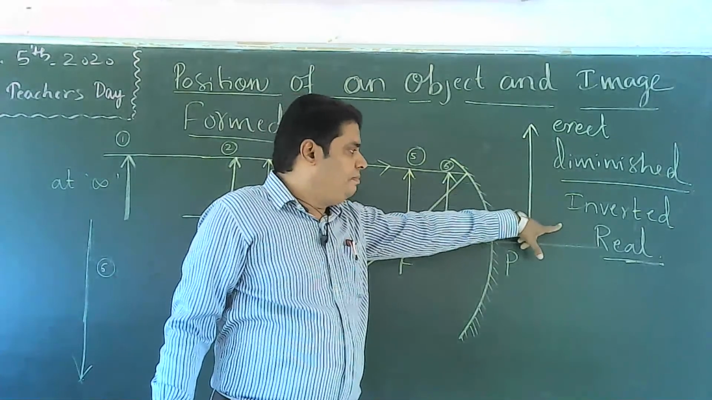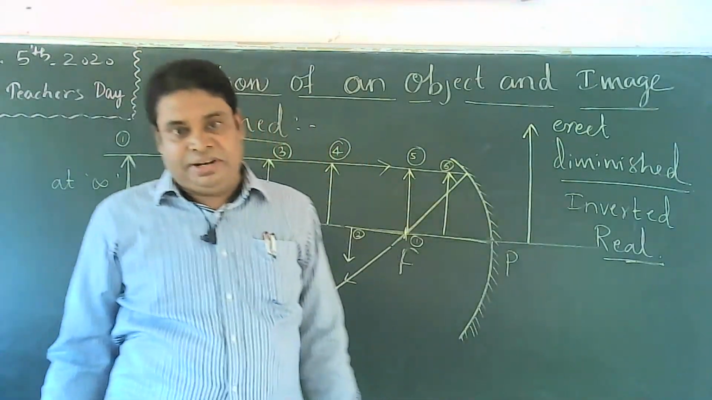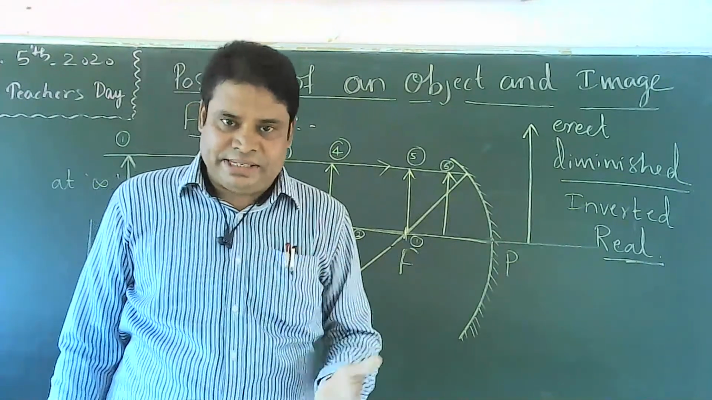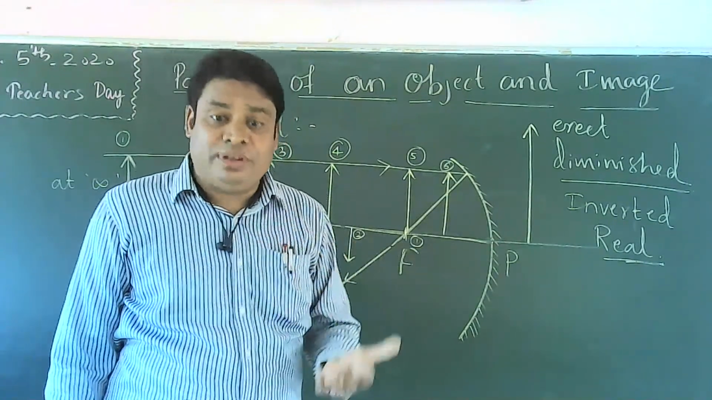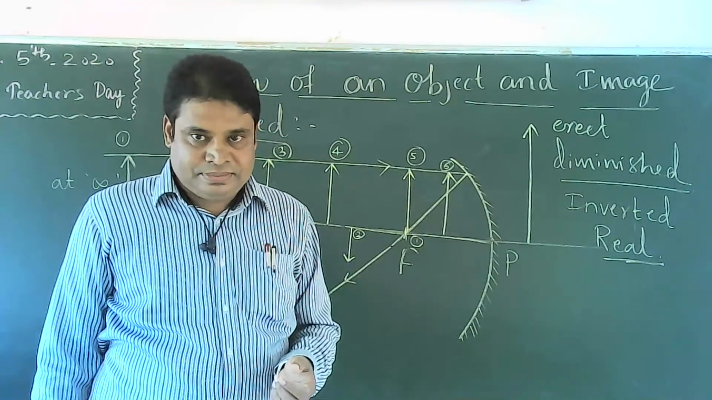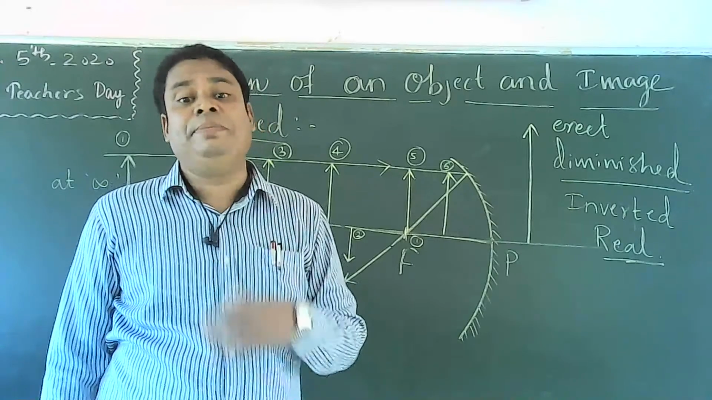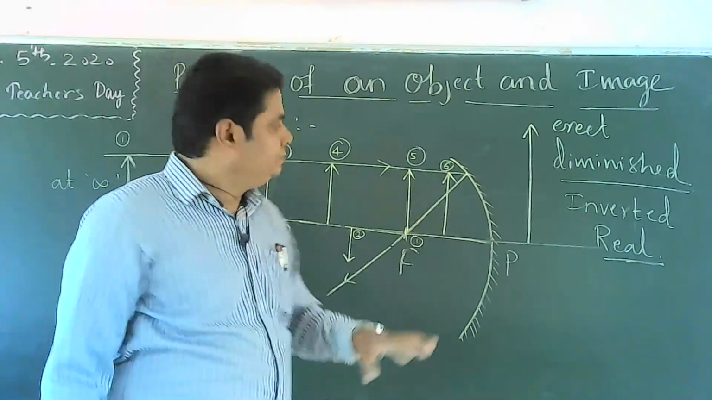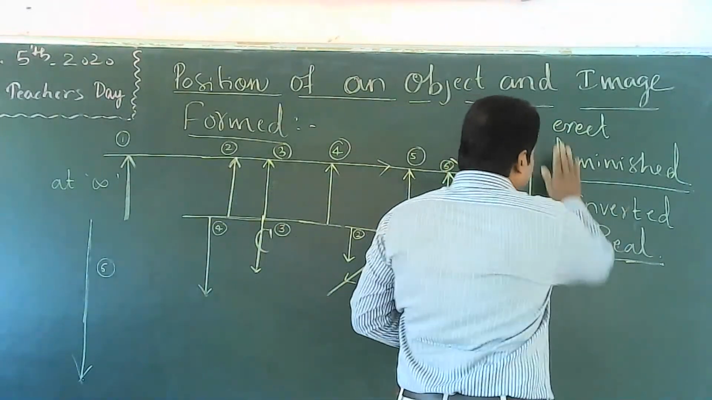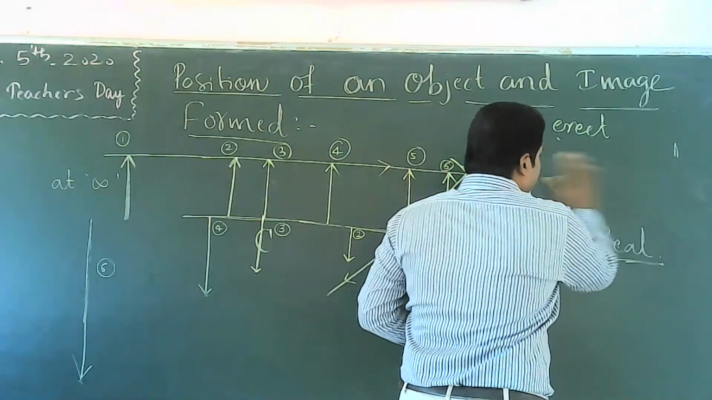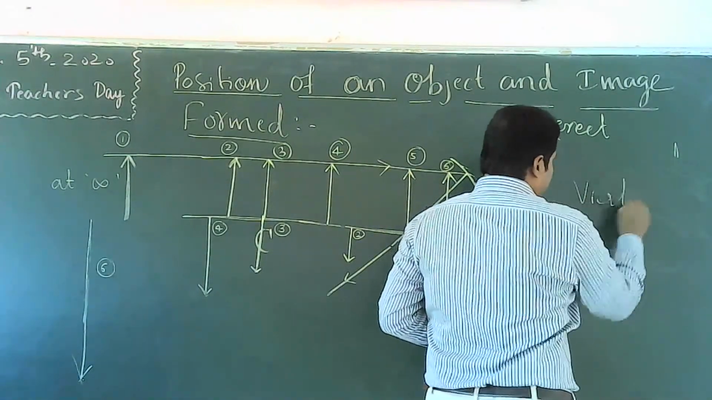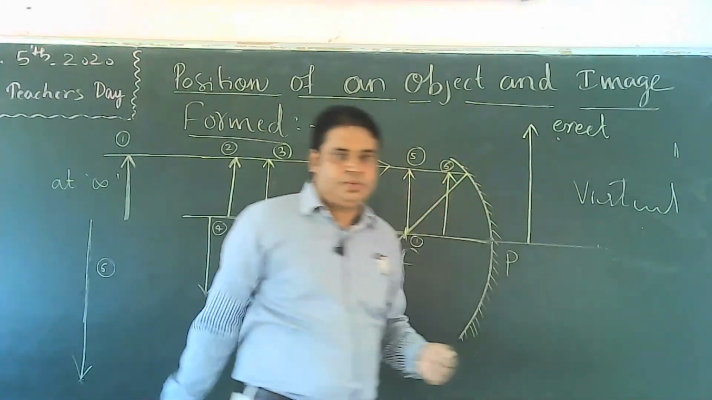Here, the nature of the image is virtual. In the 6th case, a virtual image is produced. It's not real. It is erect and big. Virtual image is produced.